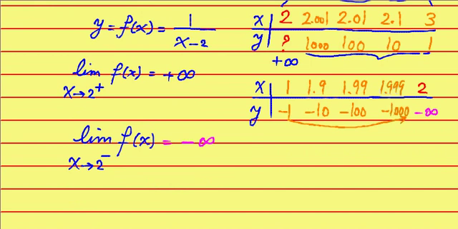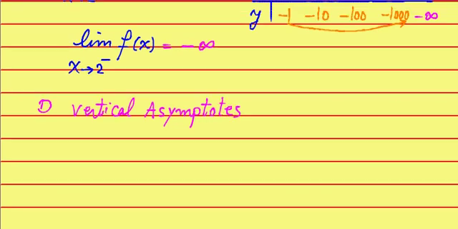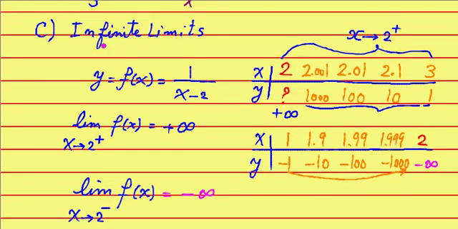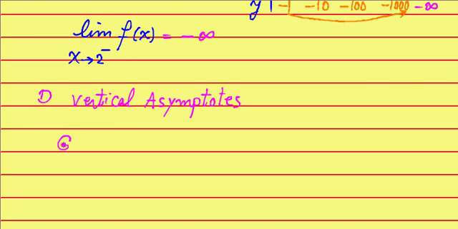Story of infinite limits ties into the story of vertical asymptotes. So item D for us is vertical asymptotes. Idea of vertical asymptote is just capturing what we saw here in a picture. This is algebra and arithmetic. If you want to display all of this by a picture, you are going to have a vertical asymptote. Let's see what happens here. Suppose I ask you to graph y is equal to 1 over x minus 2.